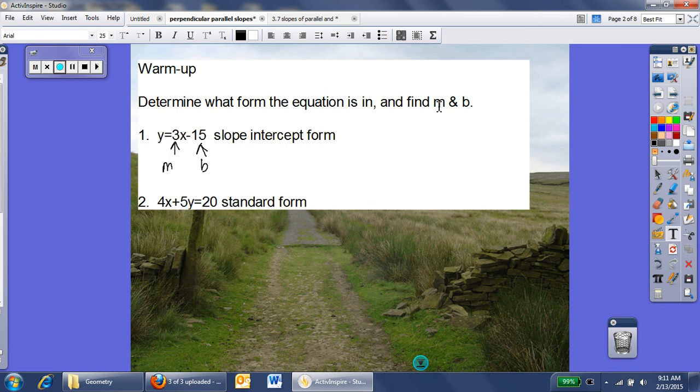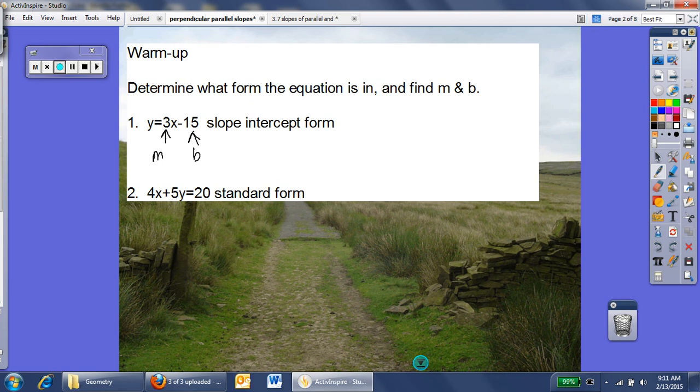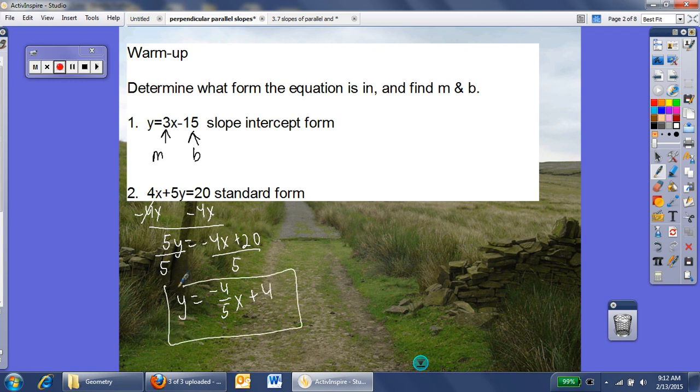In this case, it wants us to find the slope and the y-intercept, so in order to do that, we need to get it back into slope-intercept form. So to do this, we need the y to be by itself, so we're going to minus the 4x on both sides. We end up with 5y equals negative 4x plus 20. Divide by 5, and we get y equals negative 4 over 5x plus 20 divided by 5 is 4. So here, the slope is negative 4 over 5, and the y-intercept is 4.